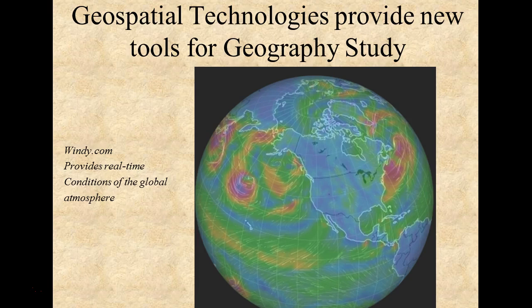Geospatial technologies provide new tools for geography study. This is an image from windy.com, which provides real-time conditions of the global atmosphere. Here we see wind speed illustrated. These build upon geographic information systems, which are the subject of courses and a program at Shasta College. We offer a 1-unit certificate in Geographic Information Systems and a 2-year associate's degree.